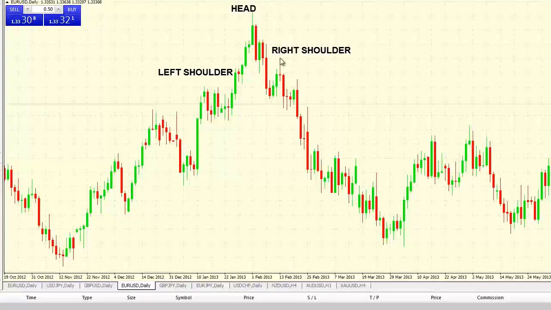From this peak of the right shoulder, the price again retraced back to complete the formation of the right shoulder, giving us the complete head and shoulder top formation.